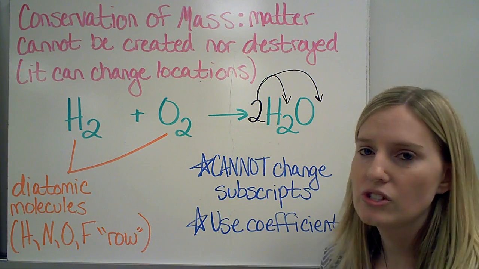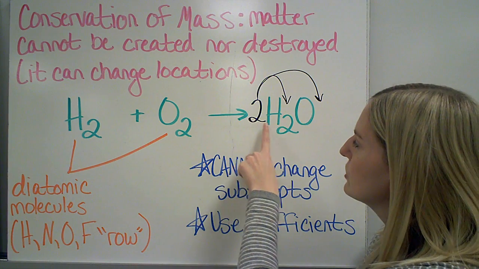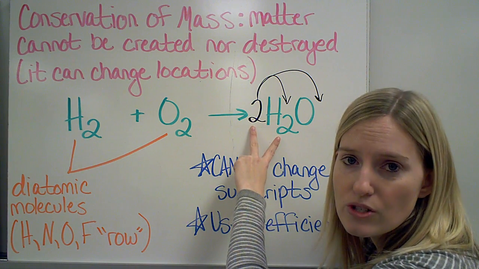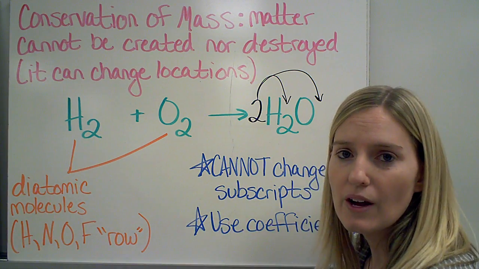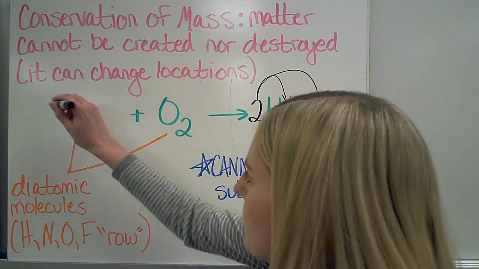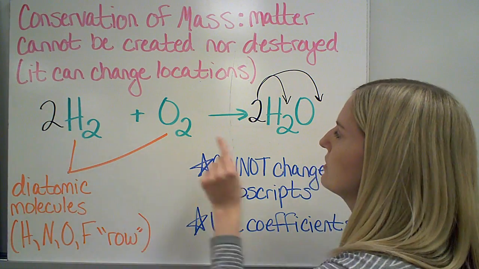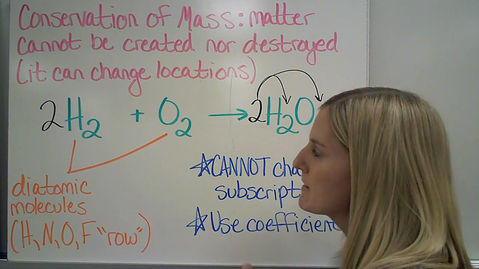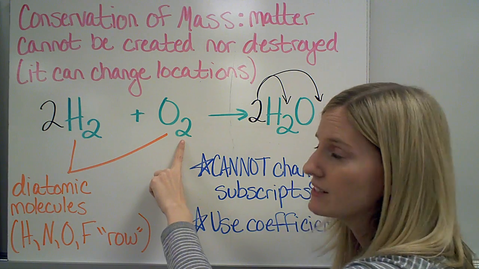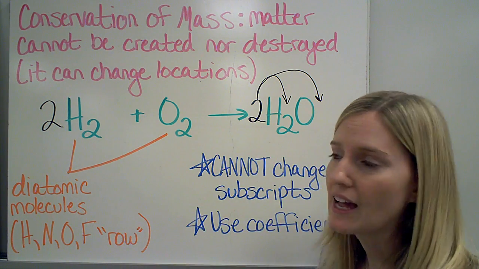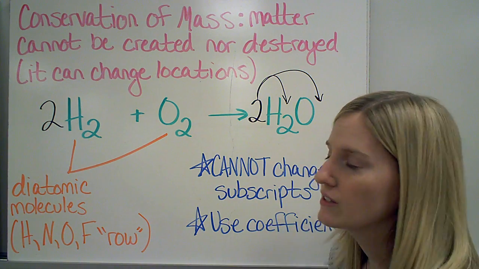So there are 2 oxygens here, which is great, but you can easily see we have a problem, because now I have 2 times 2, I have 4 hydrogens on this side. But that's okay, because I can make there be 4 on this side too by just adding a coefficient of 2 in front of the hydrogen. So now I have 4 hydrogens on this side, 4 hydrogens on this side, 2 oxygens on the reactant side, and 2 oxygens on the product side. So now we say that this is balanced by using coefficients.